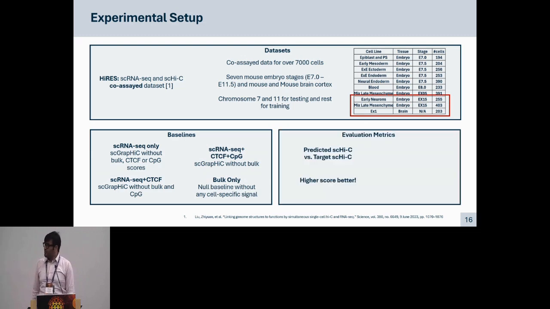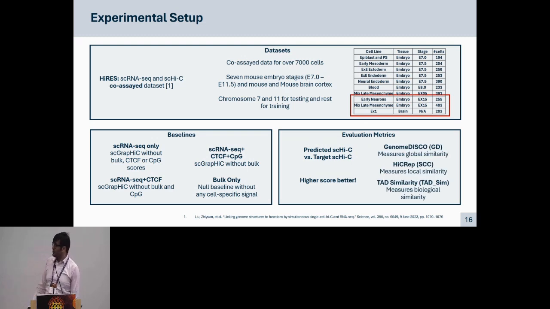To test the performance, we used Hi-C similarity metrics that compared the similarity of the predicted single-cell Hi-C contact map with the target single-cell Hi-C contact map. We show performance on GenomeDISCO, which is a measure of global similarity usually, HiC-Rep, which measures more of a local similarity, and lastly, we also compare the TADs that we can recover from our predicted map in comparison to the target Hi-C contact map to test how biologically relevant our predicted contact maps are.